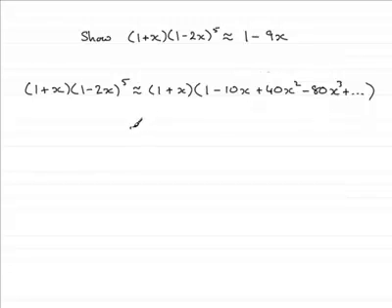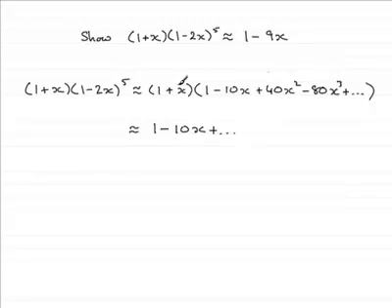So all we need to do now is just expand the brackets, doing 1 times each of the terms in here and x times each of the terms in there. So if we do 1 times each of these, we're going to have 1 - 10x. But when we get on to 1 times 40x squared and 1 times minus 80x cubed, it's pointless putting them in because we can ignore them. We're told that we can ignore them. So let's just put "and so on" there.